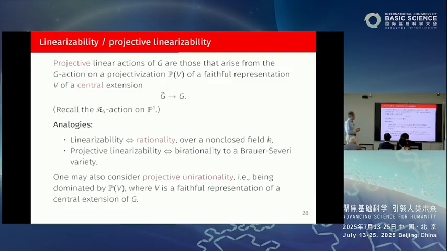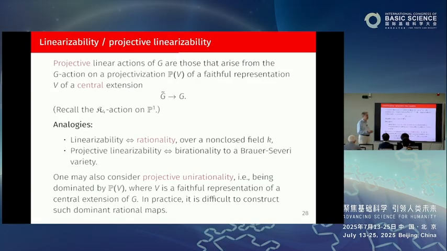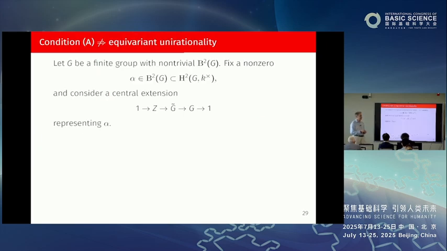So, projective unirationality, as you were asking, what does it mean? You are dominated by a projectivization of a faithful representation of a central extension. And as I just said, it's difficult to construct such things in practice.